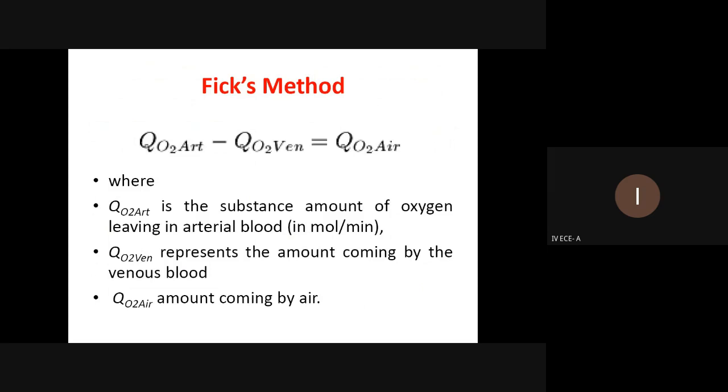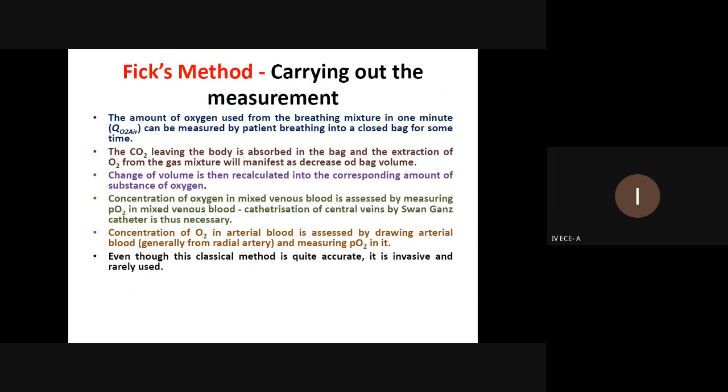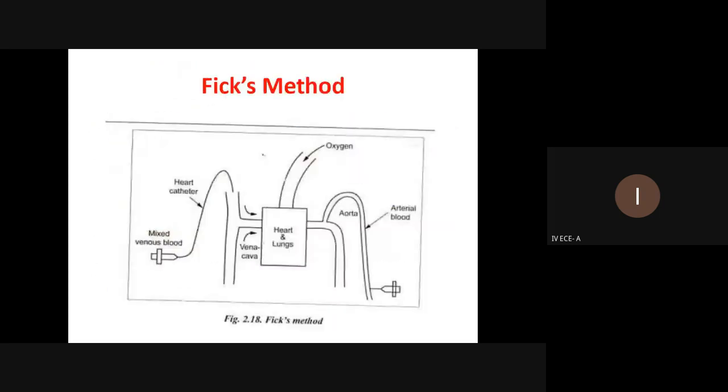So the Fick method: I = CA·Q − CV·Q. Q is the cardiac output in liters per minute. I is the amount of infused or removed oxygen per unit time. Ca is the concentration of oxygen in arterial blood, that is outgoing blood. Cv is the concentration of oxygen in venous blood. Venous means incoming blood. So this is the Fick method diagram. Mixed venous blood is given, then arterial blood is measured. So the outgoing blood is Ca, that is arterial blood.